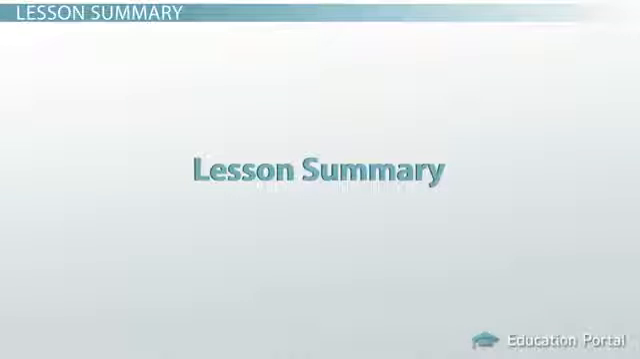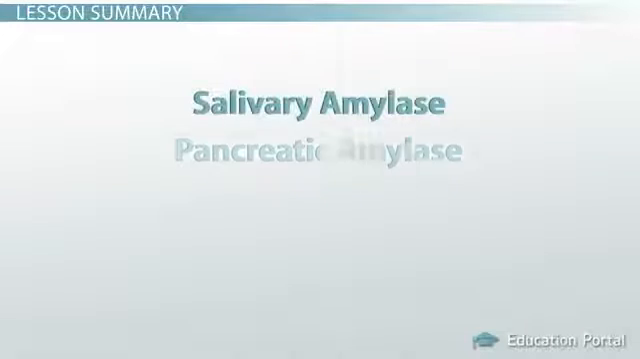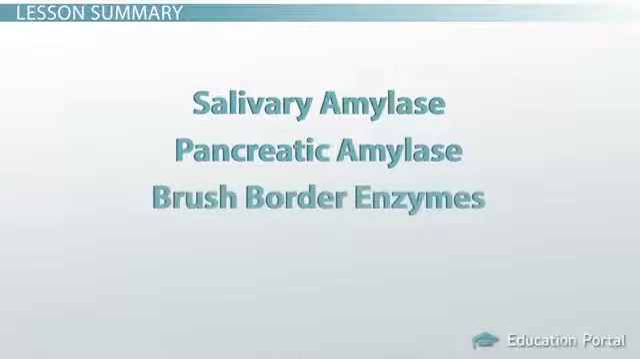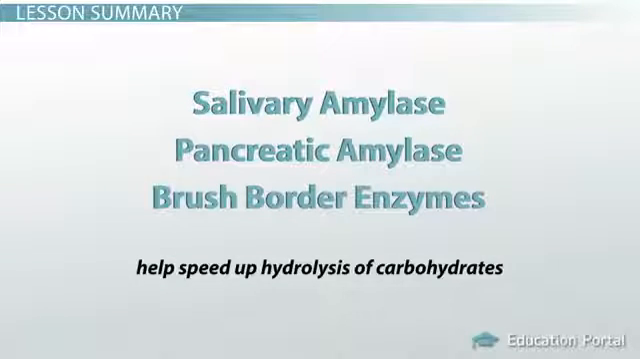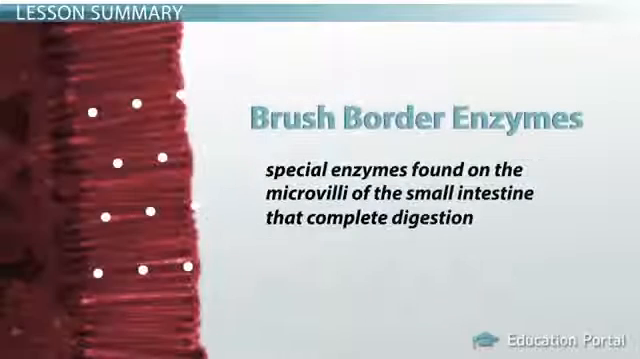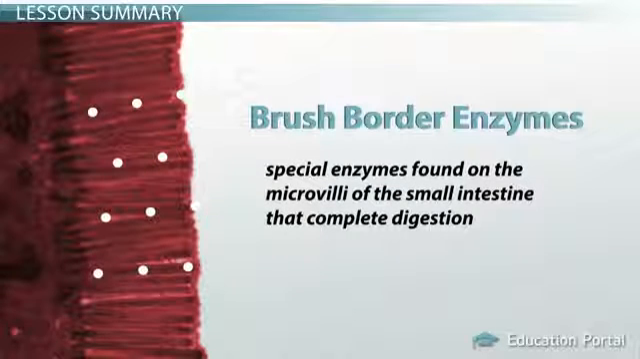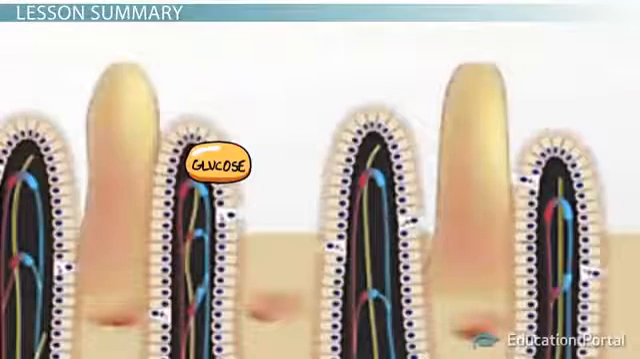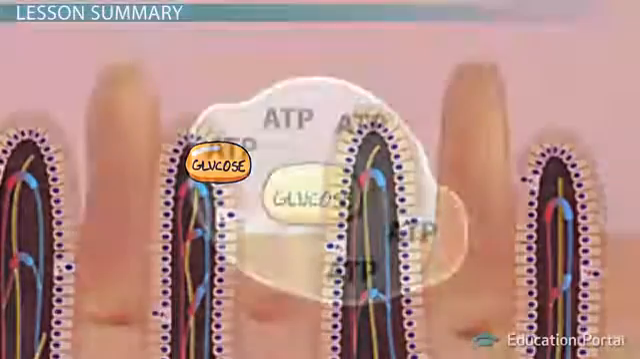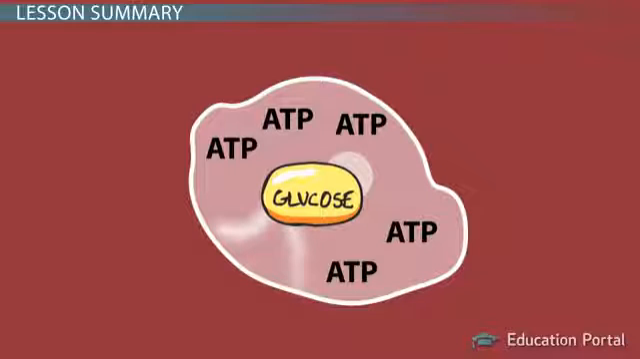Let's review. Enzymes such as salivary amylase, pancreatic amylase, and brush border enzymes catalyze or speed up hydrolysis of carbohydrates. The brush border enzymes are special enzymes found on the microvilli of the small intestine. The monosaccharides, such as glucose, pass into the microvilli of the epithelial cells within the small intestine. From there they enter the blood capillaries and, after a quick detour to the liver, travel to your body cells. When your body cells break down glucose, energy is released in the form of ATP, which your cells use to carry out most of their functions.